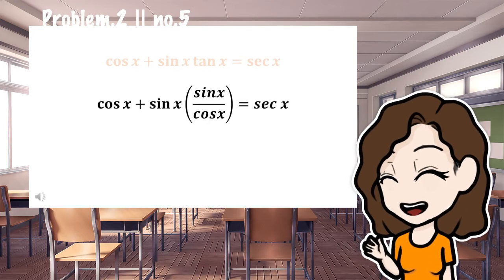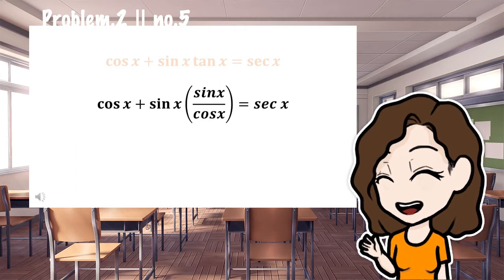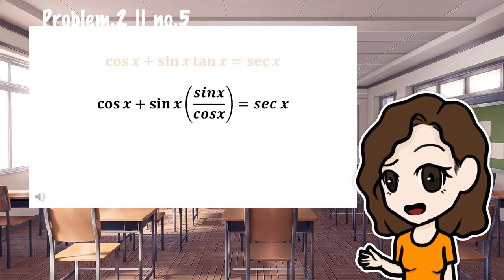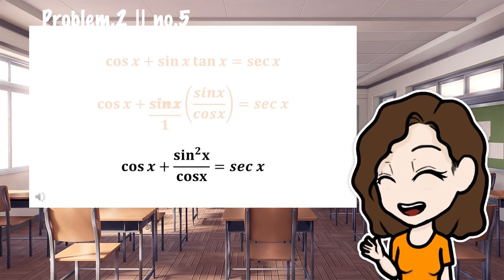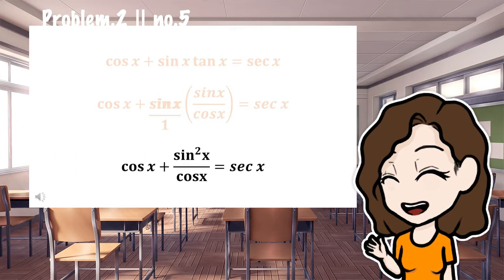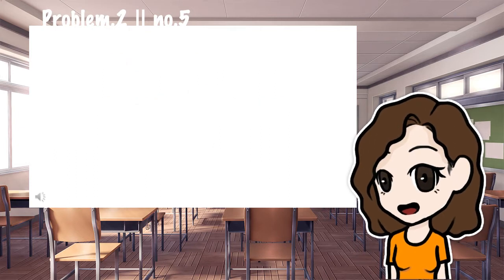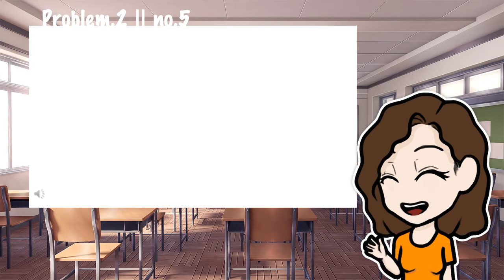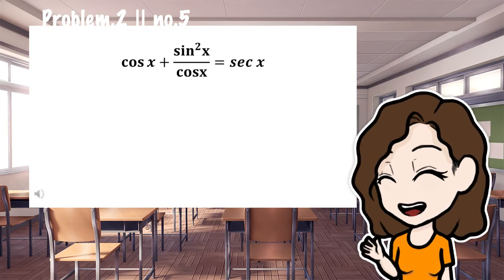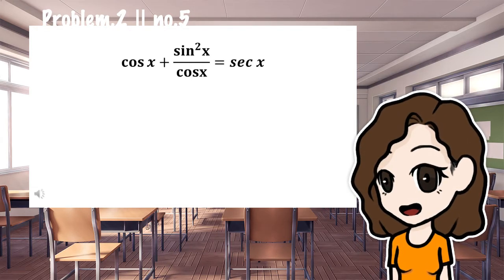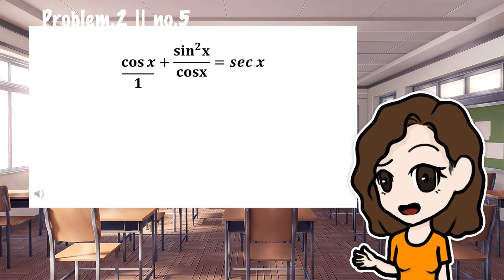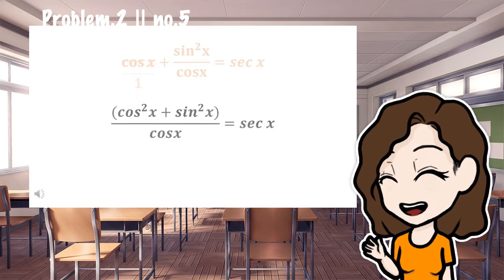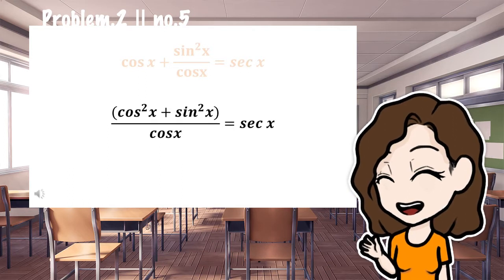With this, try to simplify it first before substituting it. So it will be cosine x plus sine squared x over cosine x equals secant x. After that, you need to simplify it once again. We have to put this in one formula or equation. Multiply the denominator to the numerator, which makes it cosine squared x plus sine squared x over cosine x equals secant x.